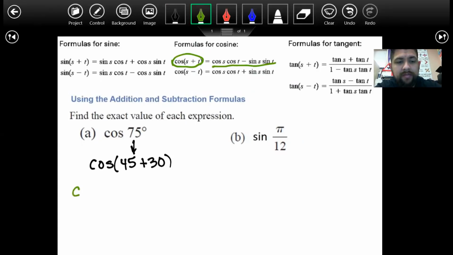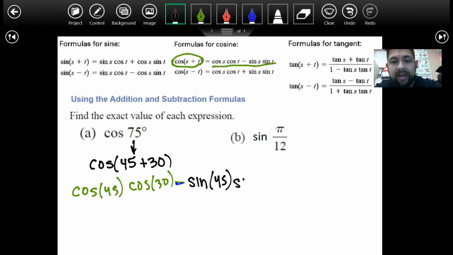We're going to do cosine of 45, cosine of 30, and then we're going to subtract from it sine of 45 and sine of 30.